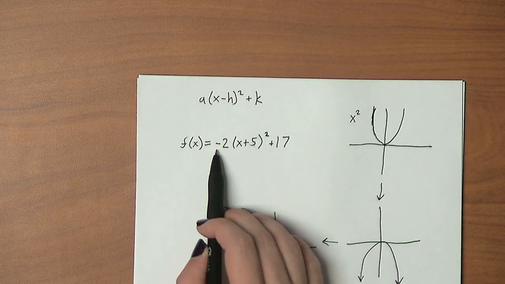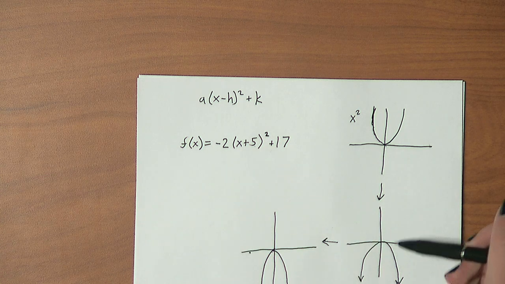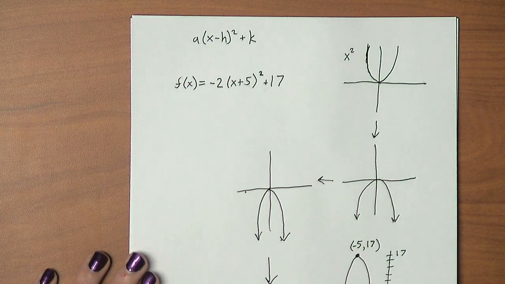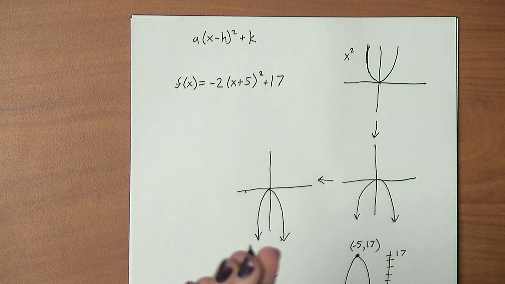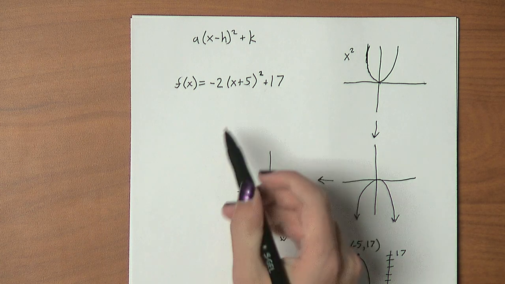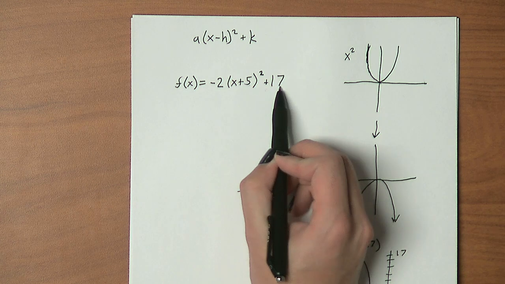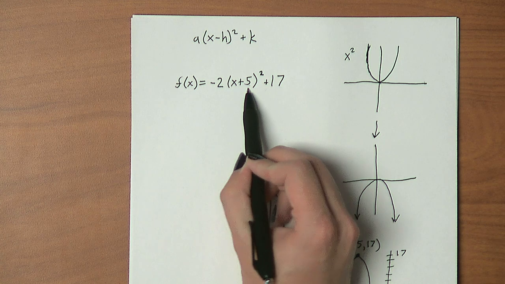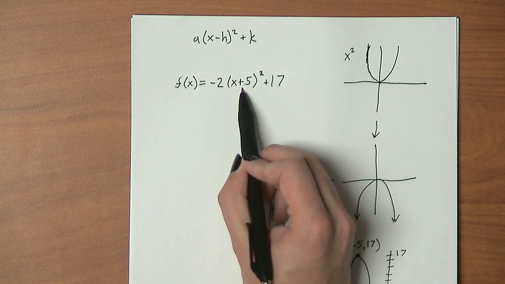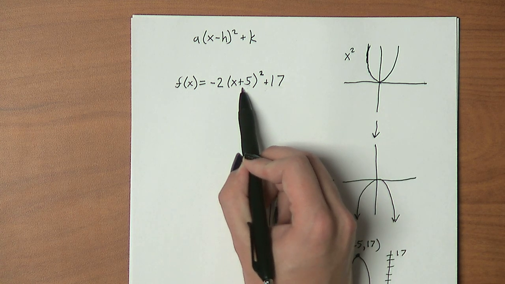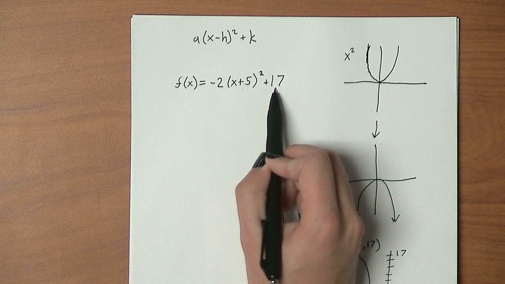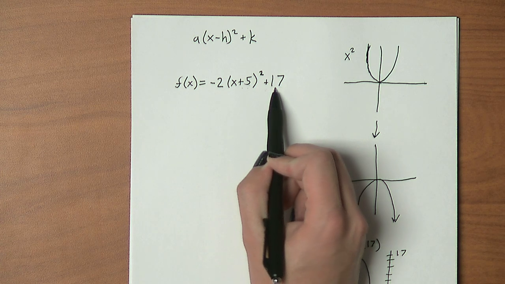So our sign out front tells us if we flip it over the x-axis or not. The number tells us if it's greater than 1, we stretch it out. If it's less than 1, we're going to flatten it. And then our h and our k, the h is going to move it along the x-axis. If it's positive here, then it's going to go left. If it's negative, it's going to go right. And our k, if it's positive, it's going to go up. And if it's negative, it's going to go down.